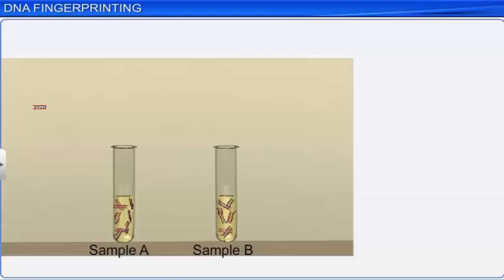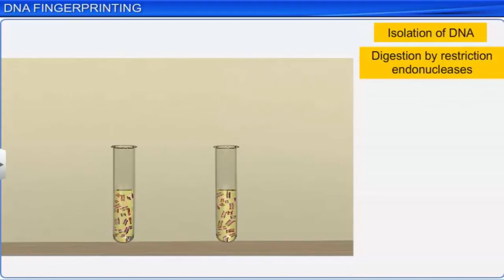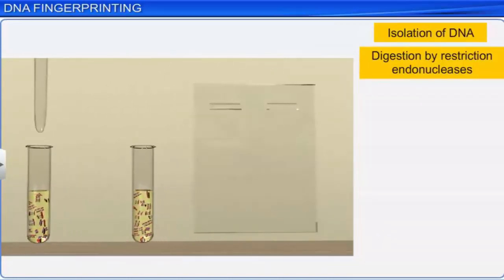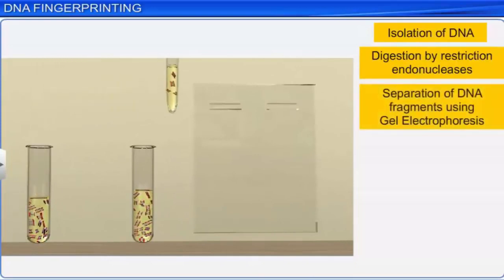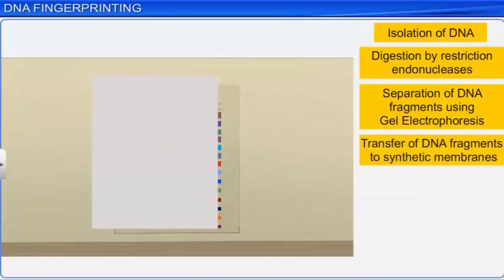Let's now study the steps involved in the DNA fingerprinting technique. First, the DNA is isolated and then digested by restriction endonucleases, which results in DNA fragmentation. Next, these DNA fragments are separated with the help of gel electrophoresis, and then transferred to synthetic membranes like nylon or nitrocellulose.